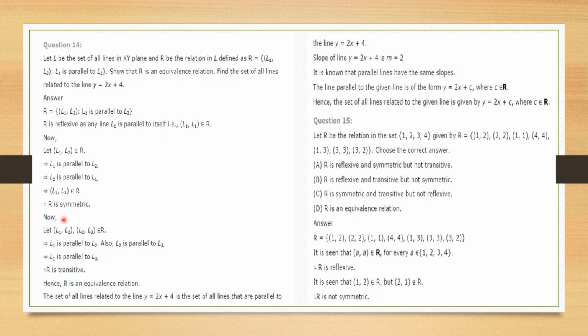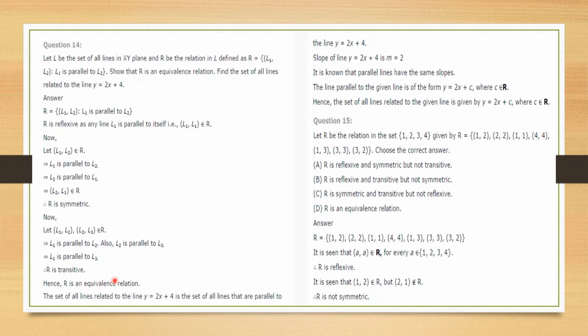Now for transitivity, (L1, L2), (L2, L3) belong to R. That means L1 is parallel to L2, and L2 is parallel to L3. So does it mean L1 is parallel to L3? Yes. So R is transitive, hence the relation is an equivalence relation.